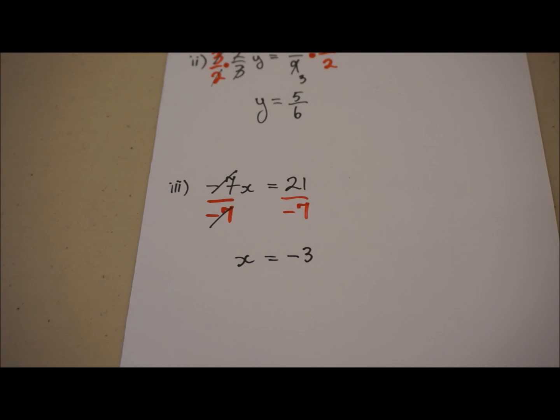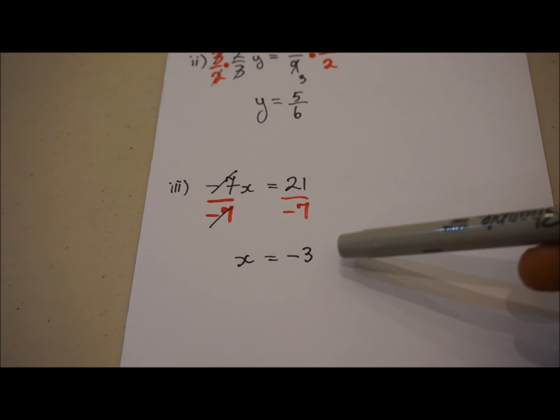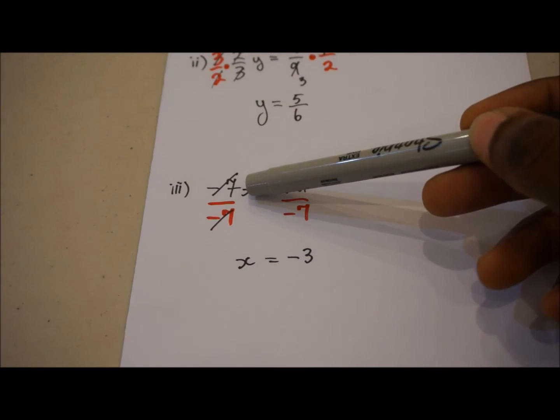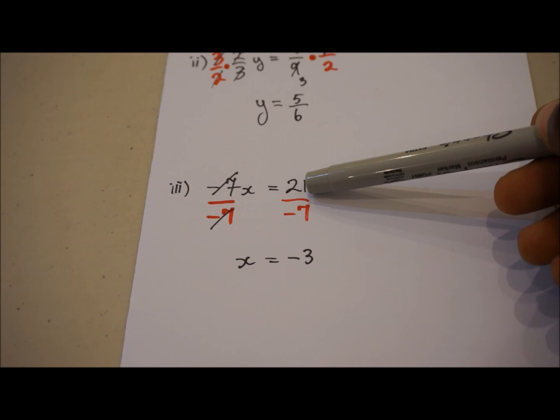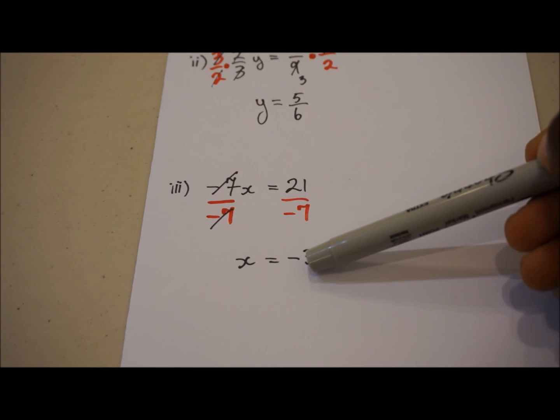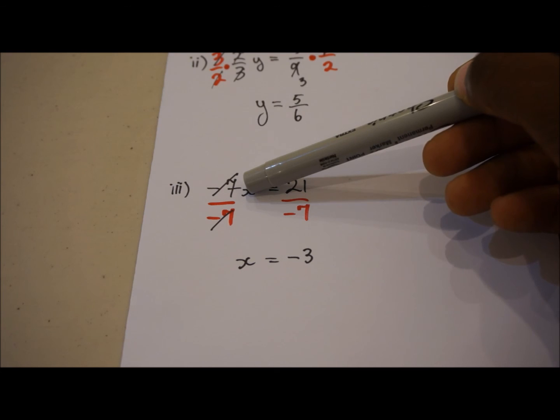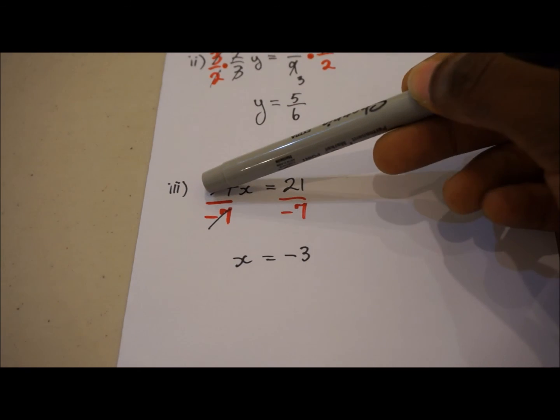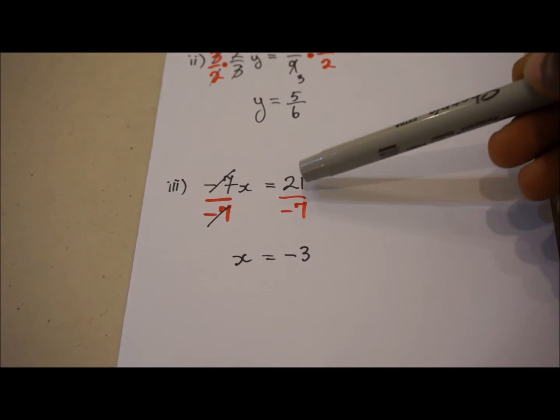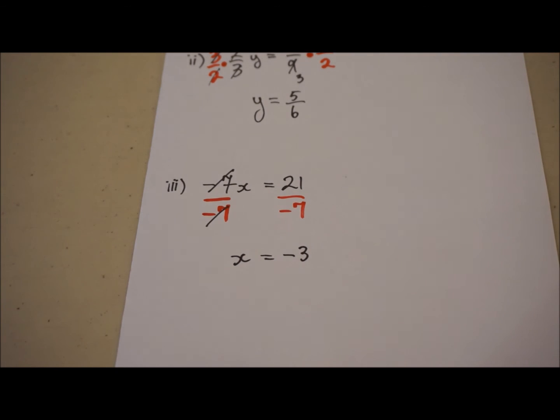And importantly, we can always take our number and put it right back in the original problem to see if we get back this answer. So for example, if I take negative 3 and substitute it for x, negative 7 times negative 3 gives me 21, which makes me know that I have the right answer.